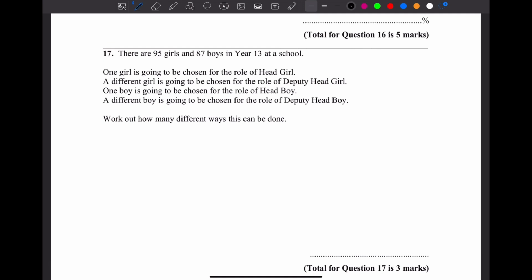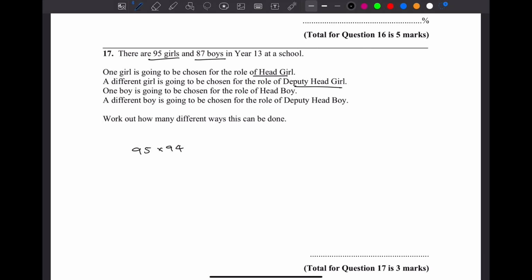Next one. One girl is going to be chosen for the head girl. A different girl is going to be chosen for the deputy head girl. One boy is going to be chosen for head boy. Different boys chosen. How many different ways can this be done? So first of all, there are 95 girls and 87 boys. So all you do is 95 girls times 94, because one is head girl, the other one is deputy.